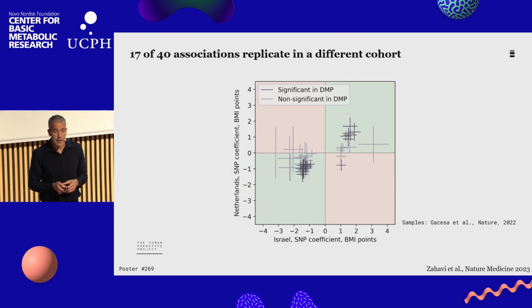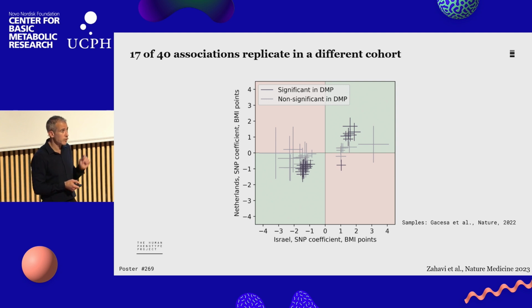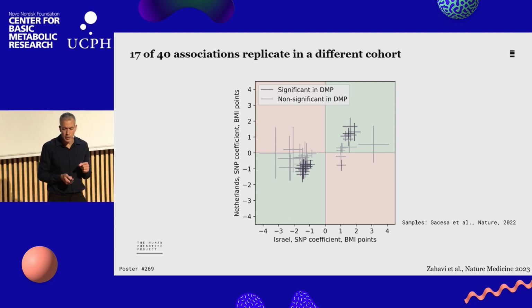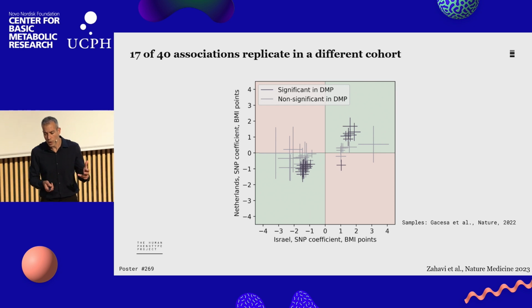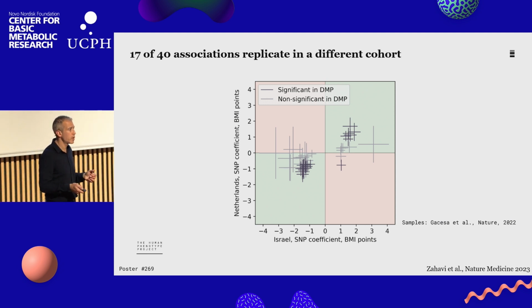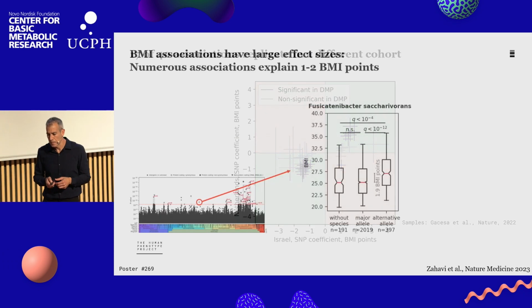We also validated these findings on the BMI SNPs in a Dutch cohort of a similar size. We showed that the majority of these SNPs were also significant in the Dutch cohort, and for almost all of them, with the exception of one, even if they were not significant, the direction of the association, whether positive or negative to BMI, was maintained in the Dutch cohort.